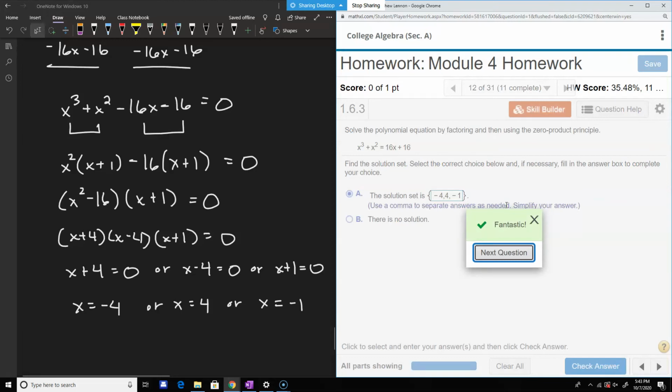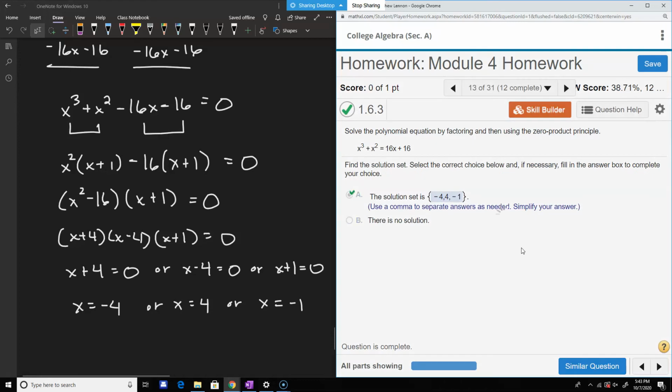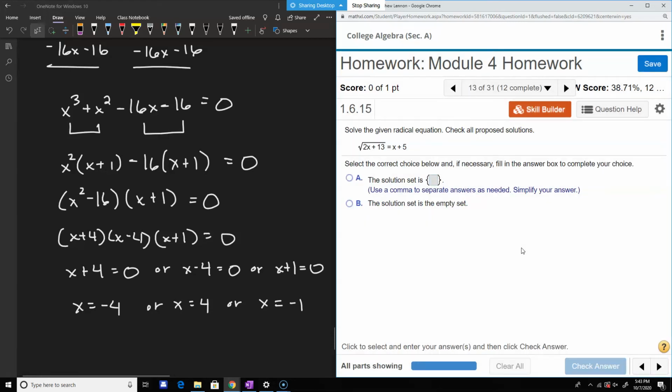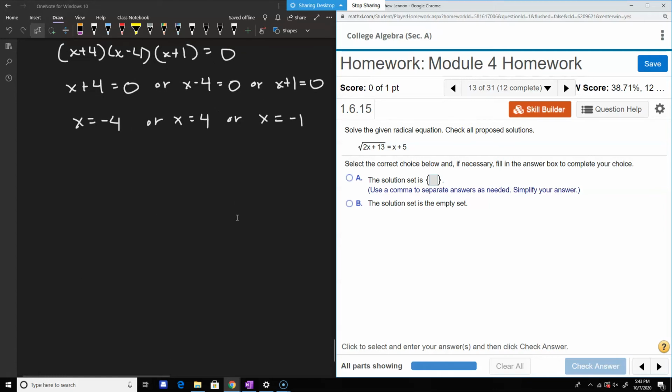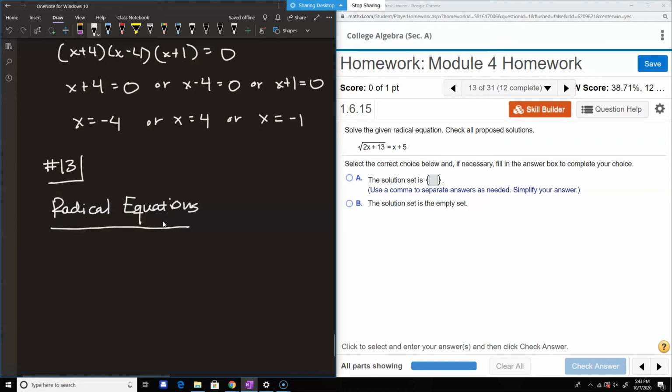Any questions here? Okay, so now we jump into some radical equations. For radical equations, the strategy is simple. Just isolate the radical.